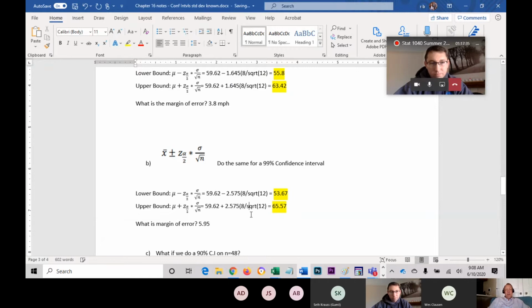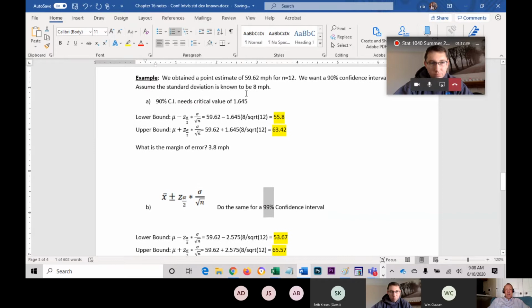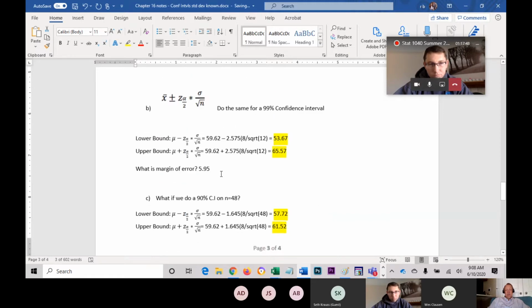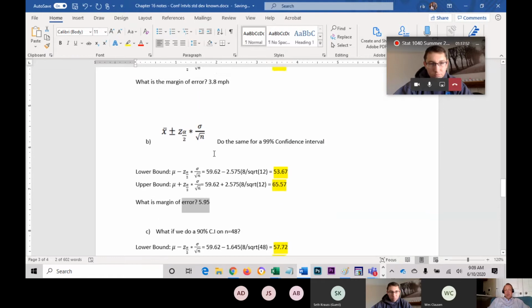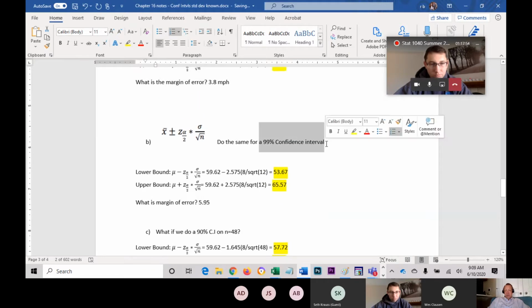So the only thing that's changed is my confidence level. So we went from 90% to 99%, and you can see we went from 3.8 to 5.95, almost 6. So as your confidence level increases, your margin of error increases.